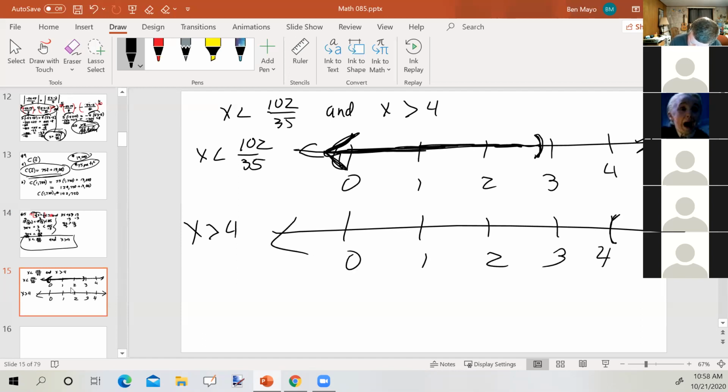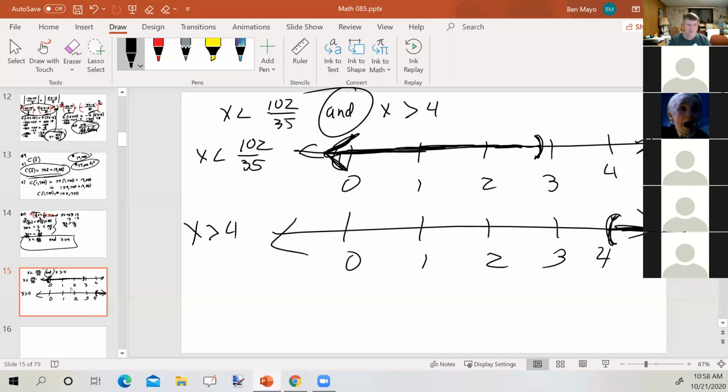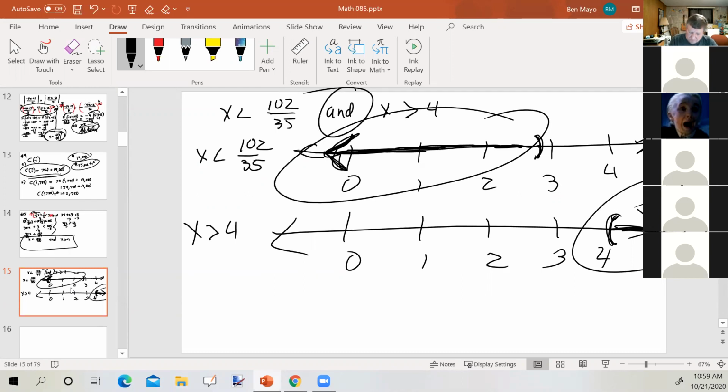Would look like this. But what does and mean? Is it union or intersection? Intersection. Is there any intersection of these two graphs? No. So there's no solution. That's why I wasn't concerned about how accurately I graphed that part. Okay.